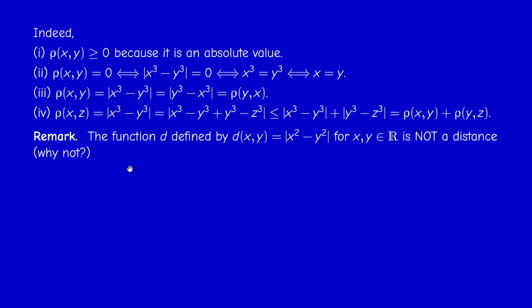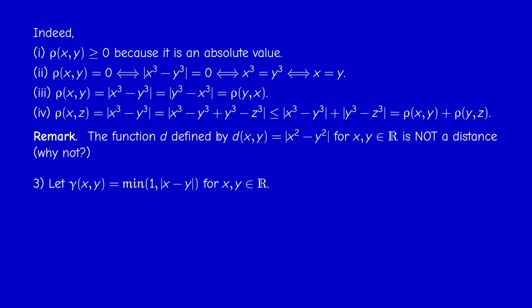The first property is satisfied. The second property is not satisfied because if x squared minus y squared is 0, then x squared equal y squared. But if x squared equal y squared, we cannot conclude that x equal y because it's possible that x equal to minus y. So the second property is not satisfied. However, the third and fourth properties are also satisfied. Okay?